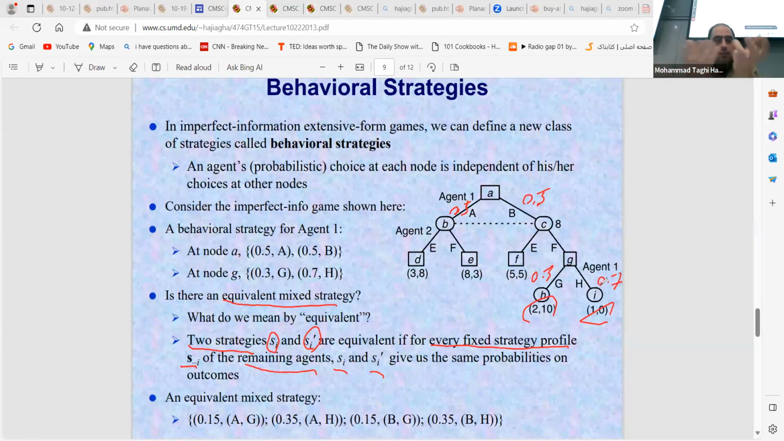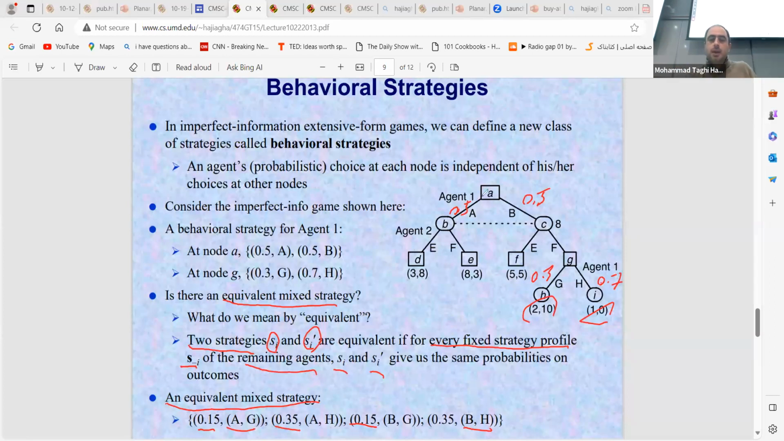What's the concept of equivalent? It means that if these two are equivalent, for any actions that other people take, the result that I get with this strategy versus this strategy should be the same. So, for example, here you can see that an equivalent mixed strategy would be this. I need to say what the set of pure strategies is, all pure strategies that I have. It was AG, AH, BG, and BH. So AG is 0.15, AH is 0.35, BG is 0.15, and then BH 0.35.